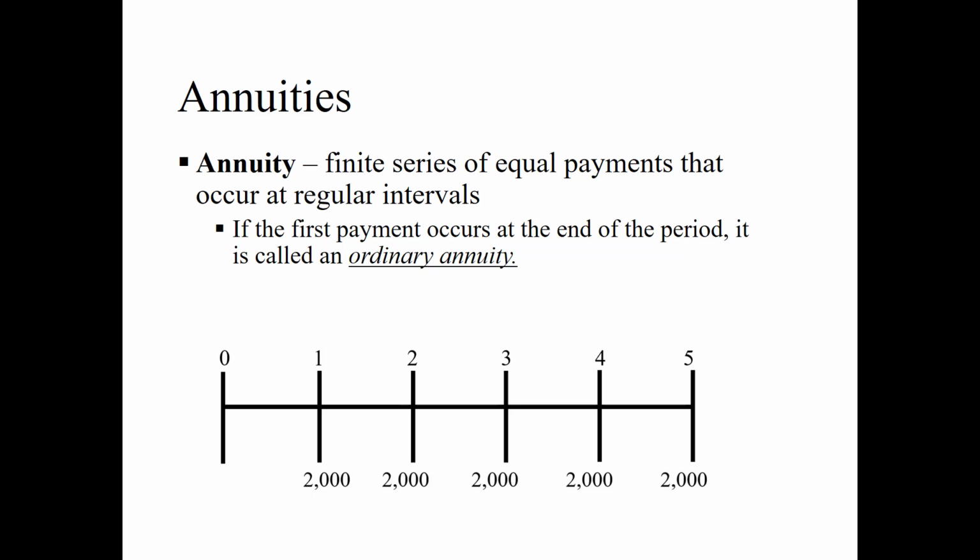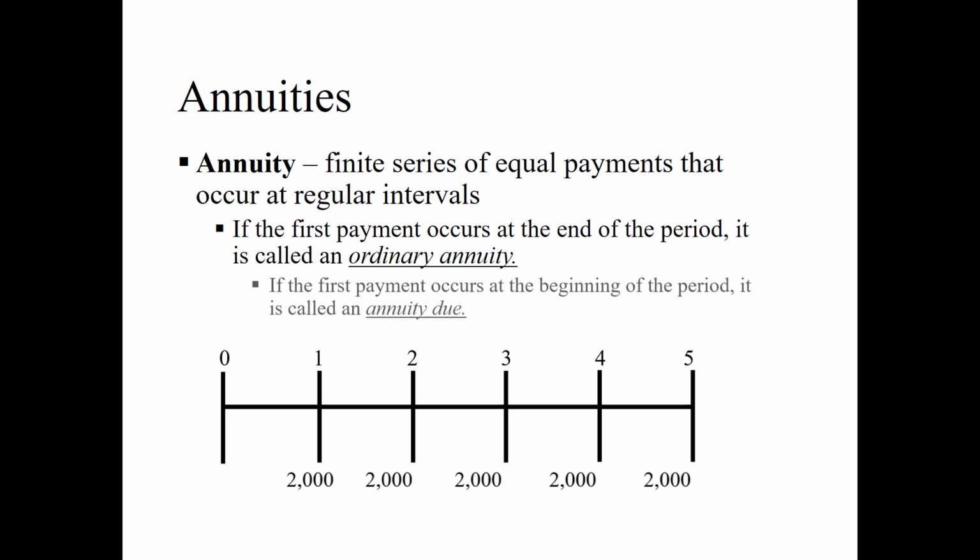If the first payment occurs at the end of the period, we call that an ordinary annuity. And if the first payment occurs at the beginning of the period, we call it an annuity due.